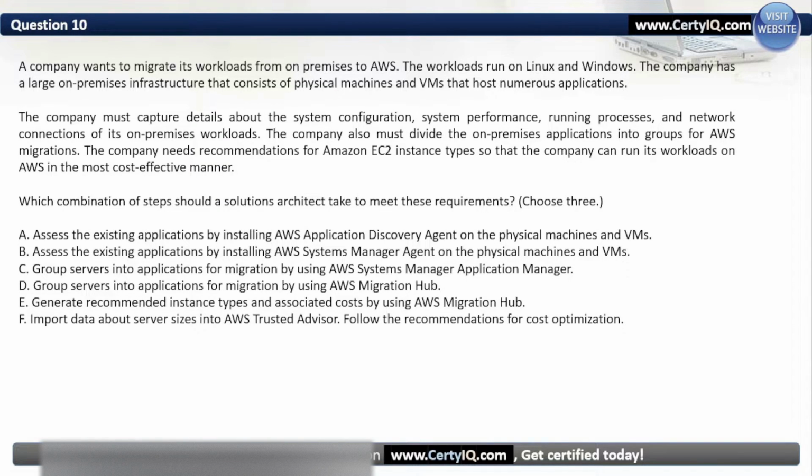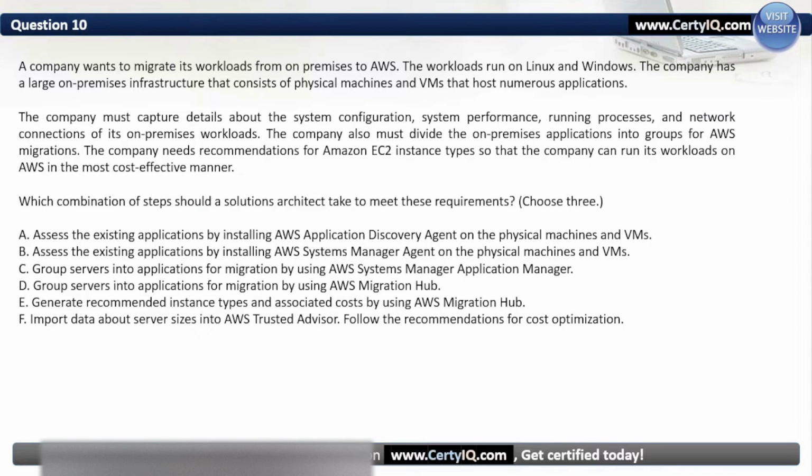The company needs recommendations for Amazon EC2 instance types so that the company can run its workloads on AWS in the most cost-effective manner. Which combination of steps should a solutions architect take to meet these requirements? Choose 3.